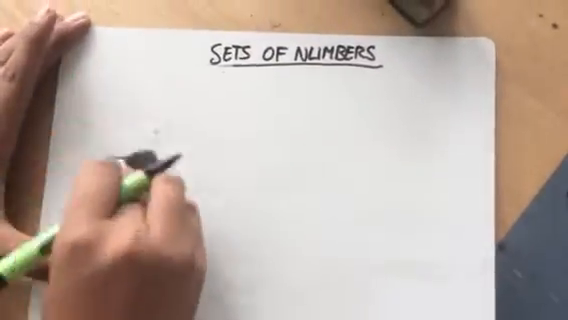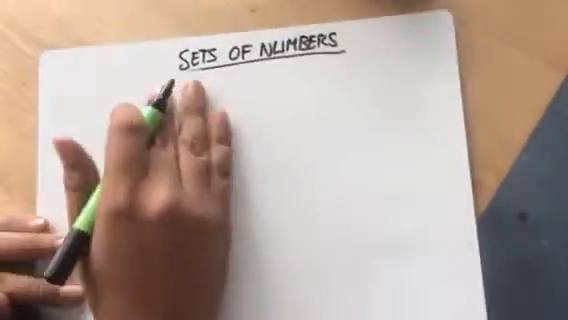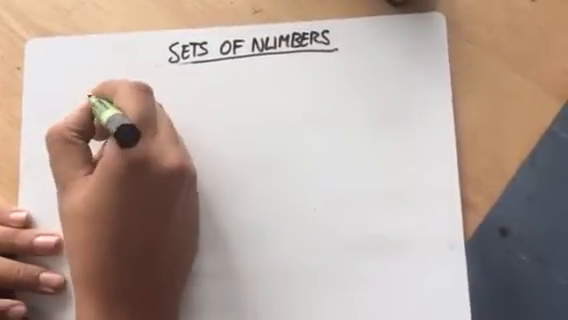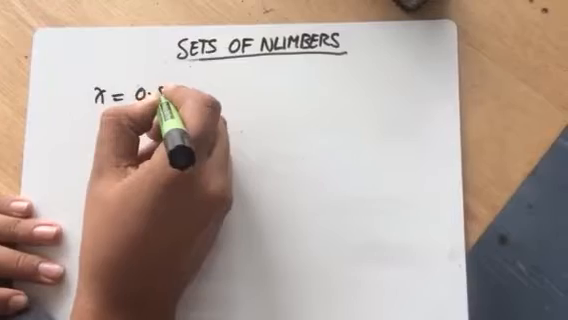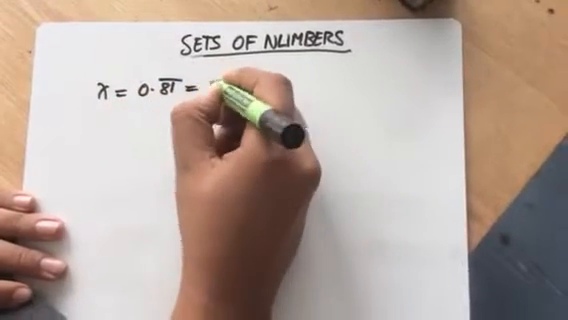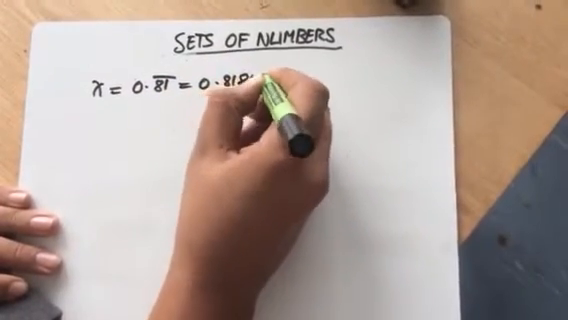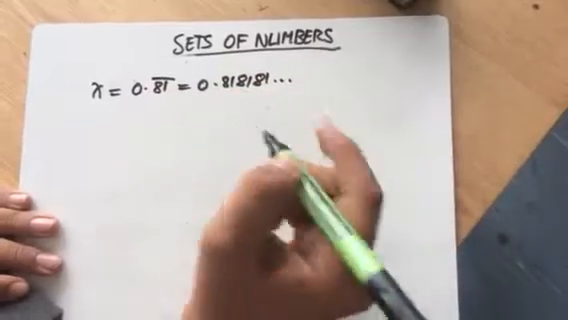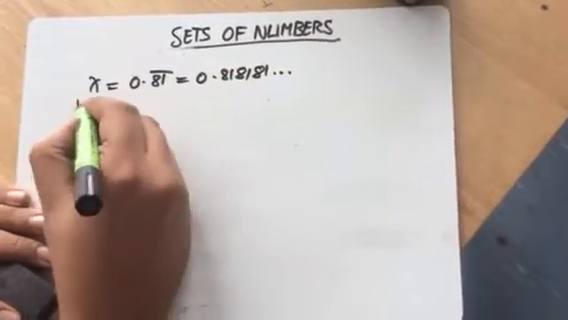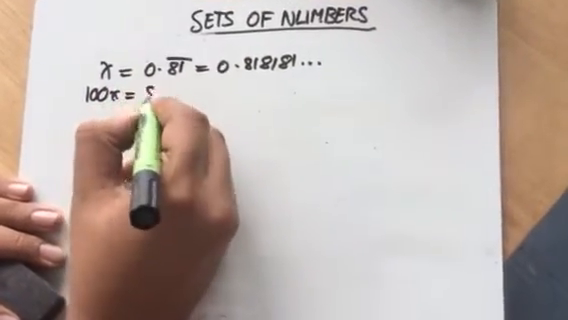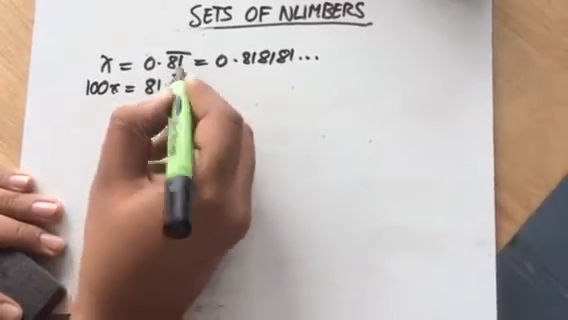But there's a special case where there are recurring numbers. So let's have a number called x equal to 0.81 recurring. That means 0.818181 up to infinity. And multiply that by 100, so that's 100x equals 81.81.